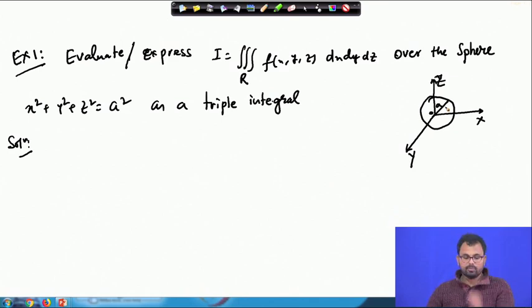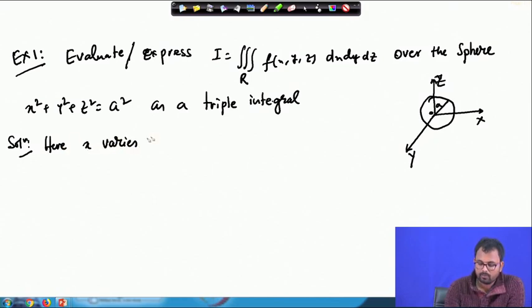So, we have to first find the limits for x. Here x varies from minus a to plus a.